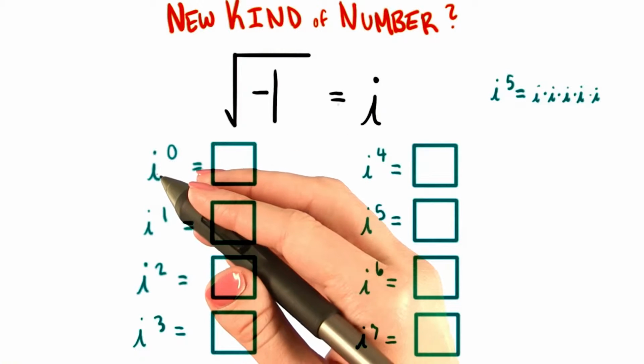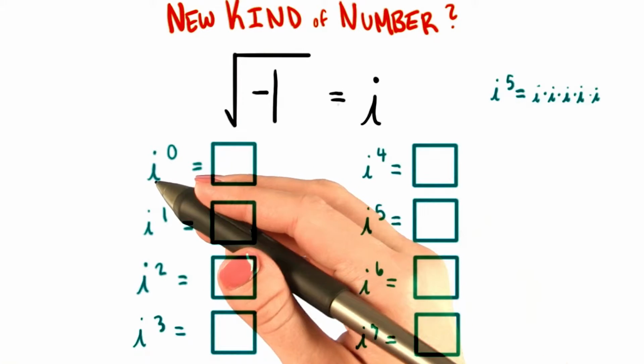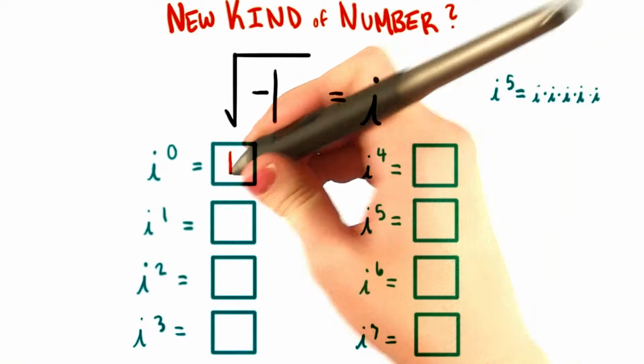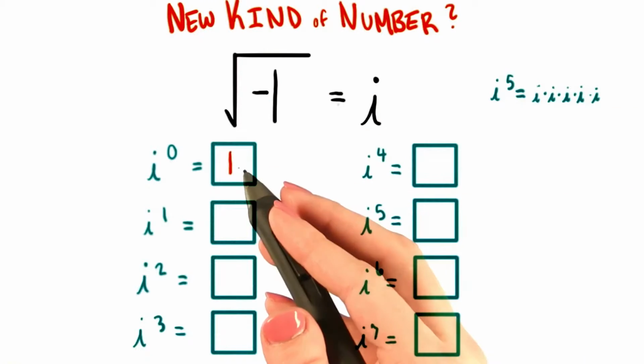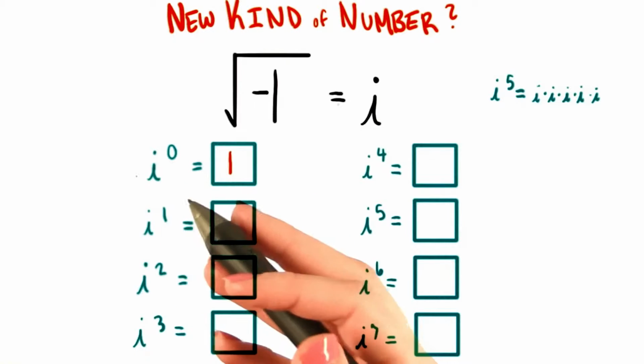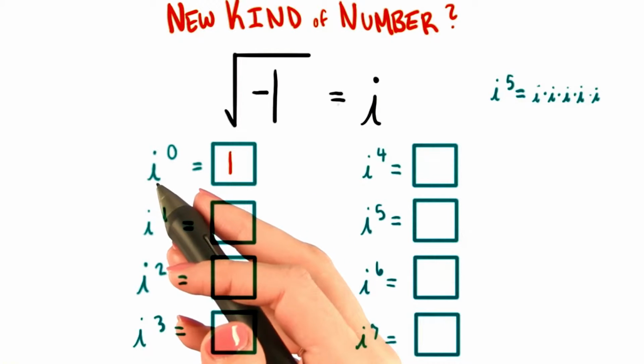Now, since i is just another number, like all other numbers, i to the 0 power is just equal to 1. This may seem a little bit funny because 1 is a real number, but I think this is more a testament to the fact that i and all other imaginary numbers are in fact numbers.